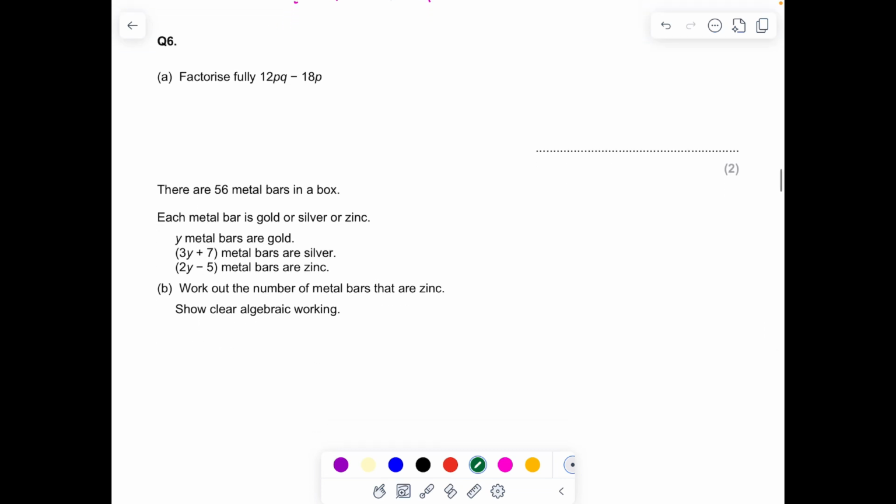Okay, factorise fully. Here again, the biggest number that goes into 12 and 18 is 6. It goes into 12 twice. Goes into 18 3 times. I can also take a p outside the brackets. So I put p there. And then what's left inside the brackets on this side is 2q, minus, left on the other side is just 3. And so then I factorise that.